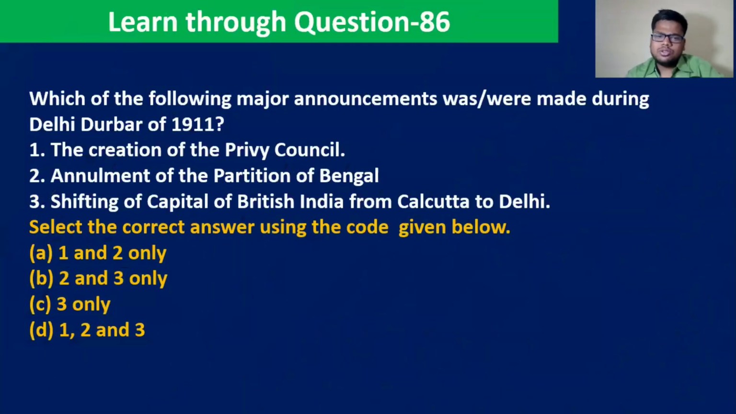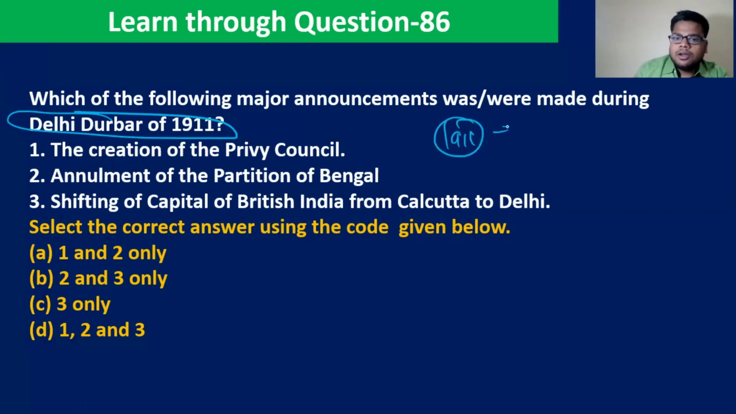I'm going quickly also. You can download the PDF, but for the questions, we have already spent enough time to discuss all these things. Next question is, which among the following major announcements were made during the Delhi Darbar of 1911? The creation of the Privy Council, the annulment of the partition of Bengal, the shifting of the capital from Calcutta to Delhi.